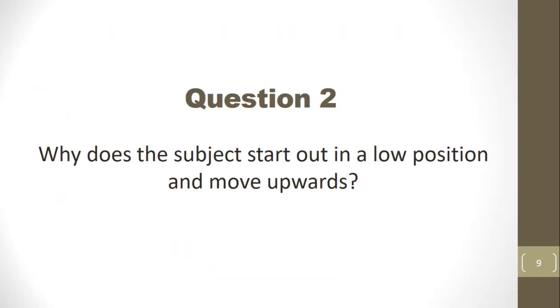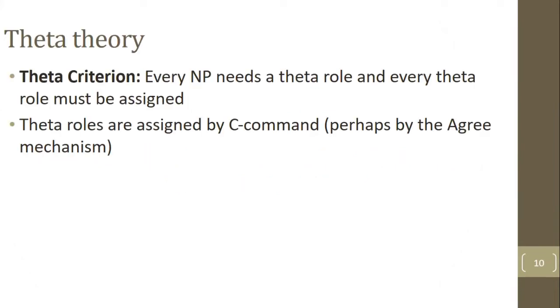Question 2. Why does the subject start out in a low position and move upwards? Well, it's all very well being able to say that empirically we can show that that is where the subject starts, but our theory needs to be able to explain why this might be the case. The solution to this might lie in something called the Theta criterion.